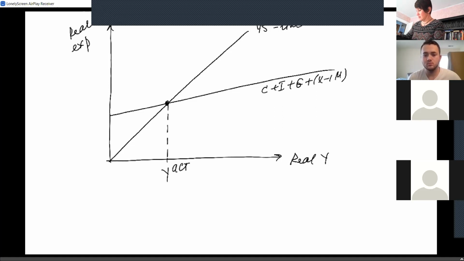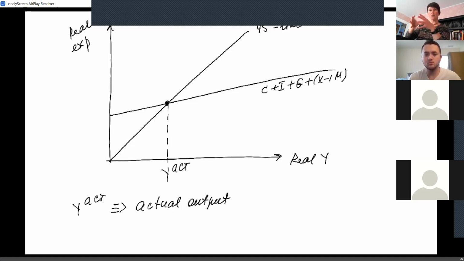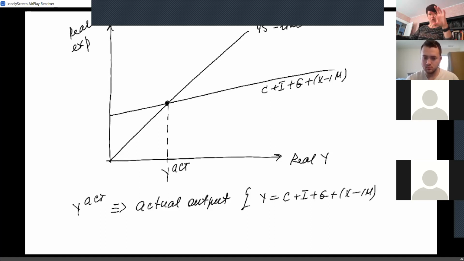ACT, okay, let me put it this way. ACT stands for actual output. Actual, as in this is how much we're actually producing given the current economic conditions, okay? So as you can see, the actual output is a combination of the 45-degree line and the total expenditure line. And it means we are at the equilibrium, right? Because total expenditure is matched by total output.